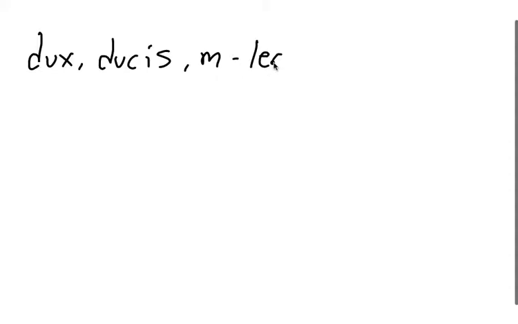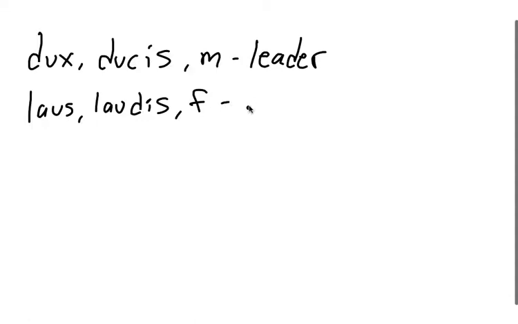Now I'm going to give you a couple of examples of third declension nouns. I'm going to write the vocab entries for them. Okay, so here's an example of a third declension noun. Dux, ducis, masculine, and this word means leader or general. Okay, so that's one third declension noun. Another third declension noun is laus, laudis, feminine, and that means praise.